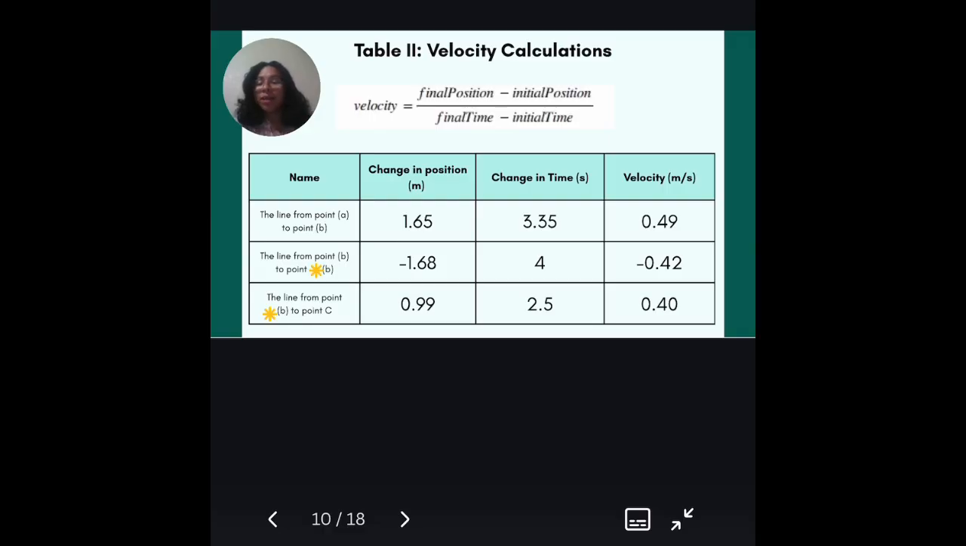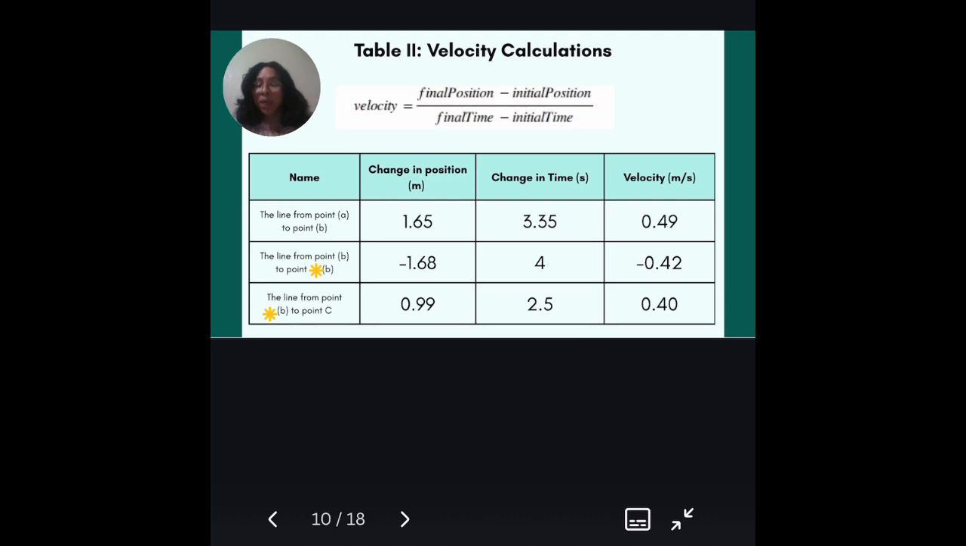For each line, again, it went from A to B, B to B with the yellow asterisk, and B with the yellow asterisk to C. So for line A to B, the change in position was 1.65, and the change in time was 3.35. So our overall velocity was 0.49, which is what we calculated.